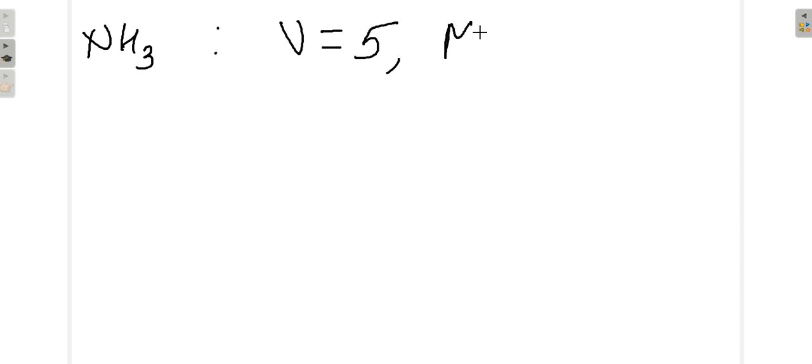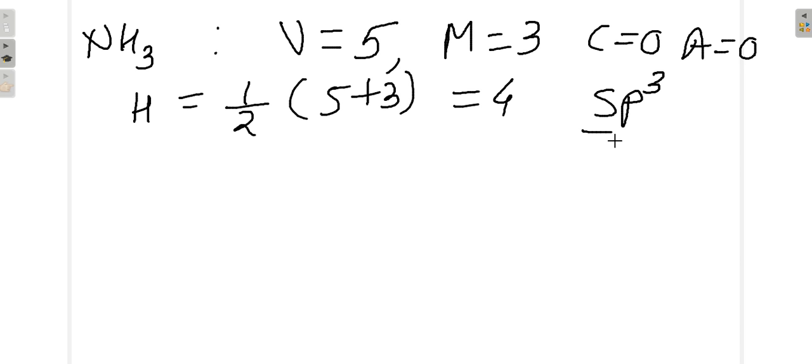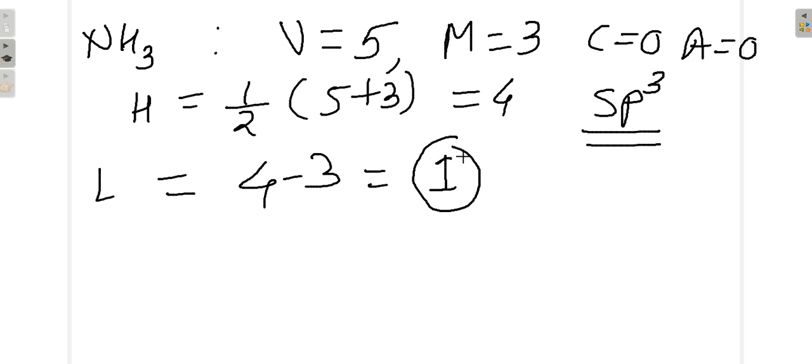Let us consider ammonia. The number of electrons in the outermost shell is 5. The number of monovalent atoms is 3. The charge on the cation is 0. The charge on the anion is 0. If you apply the formula, the index of hybridization will be half of 4 plus... it means it is sp3. Let us find the number of lone pairs. The number of lone pairs will be 4 minus the number of monovalent atoms, 3. One lone pair remains. Now this one lone pair will reduce the bond angle by 2.5 degrees.